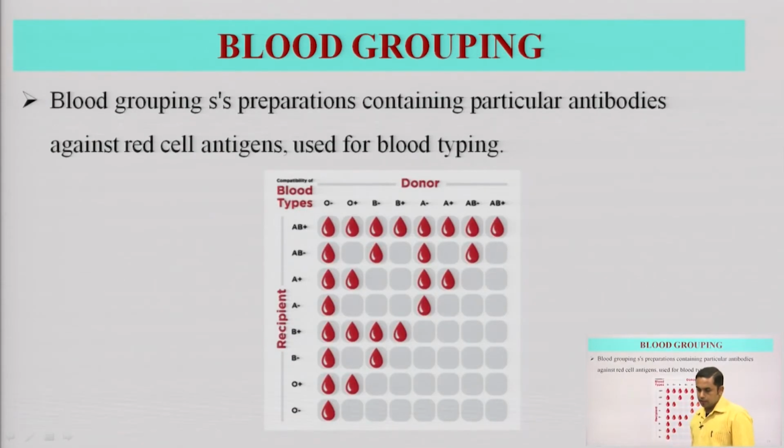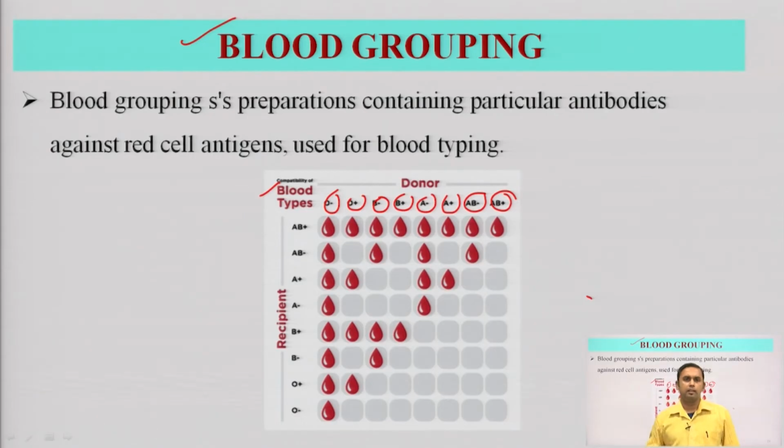Now, another interesting area is blood grouping. Blood grouping preparations contain particular antibodies against the red blood cell antigens used for blood typing. All of you are aware that we have various kinds of blood types like O negative, O positive, B negative, B positive, A negative, A positive, and AB negative, AB positive. But the problem is that everybody cannot donate blood to everyone, and everyone cannot accept blood from every type of person because of this blood grouping. Here are the people who can donate, and here the people who can be recipients.